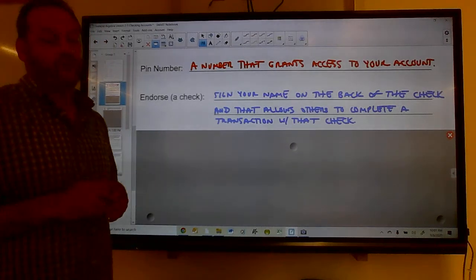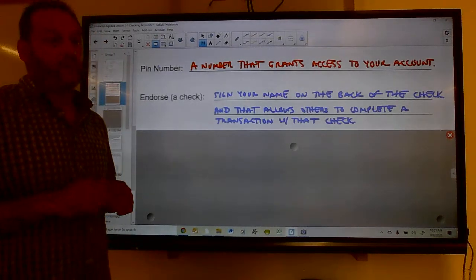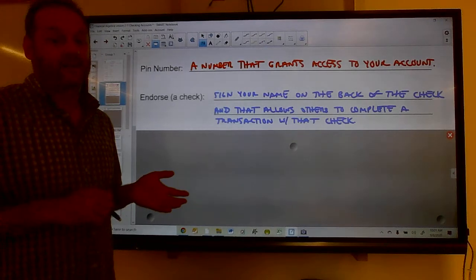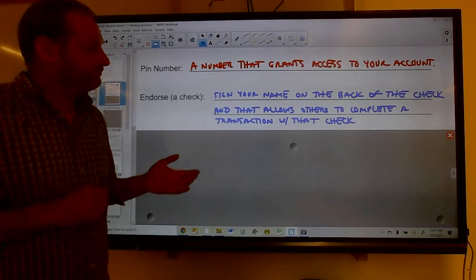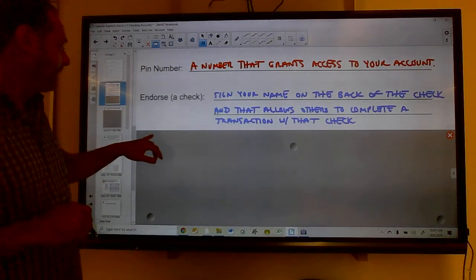So you have to be careful if you endorse a check, because then anybody can technically cash it. So yeah, just be careful and aware of that.